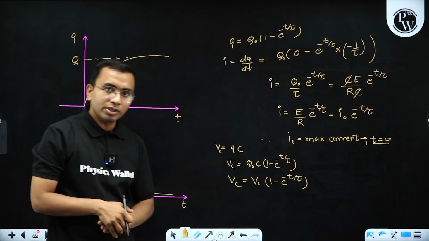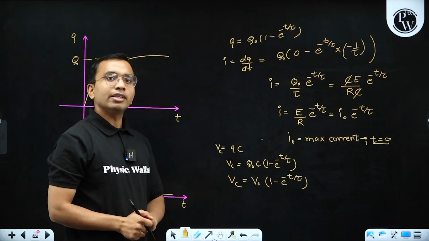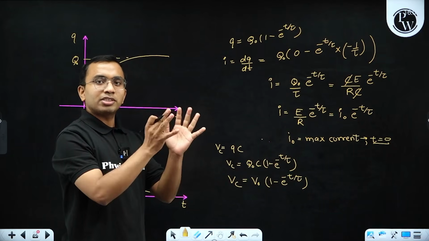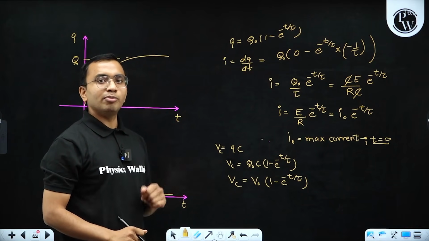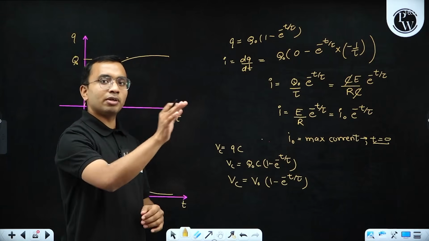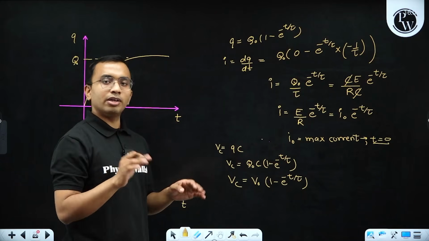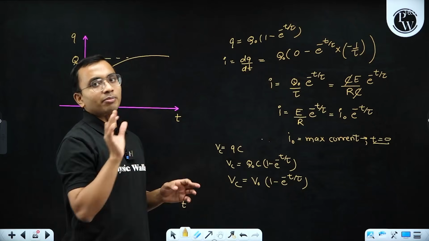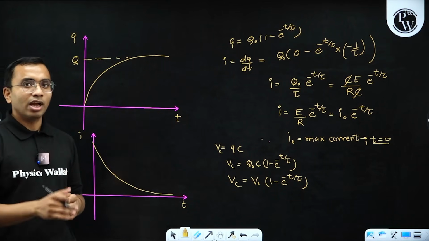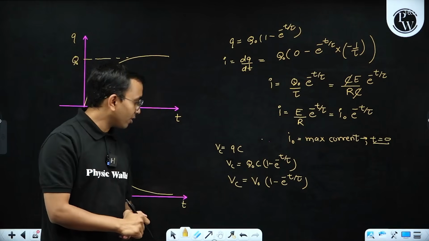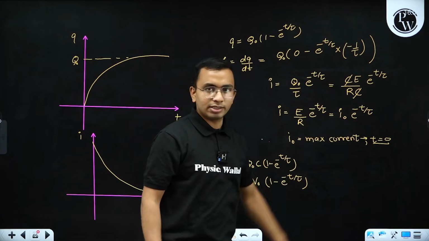Now the important thing you need to understand is that anything which is increasing will be of the type maximum value into 1 minus e to the power minus t by tau. Anything which is decreasing will be of the type maximum value into e to the power minus t by tau. Again I am repeating: if it is increasing, 1 minus e to the power minus t by tau; if it is decreasing, just e to the power minus t by tau. Potential is increasing, charge is increasing, current is decreasing.